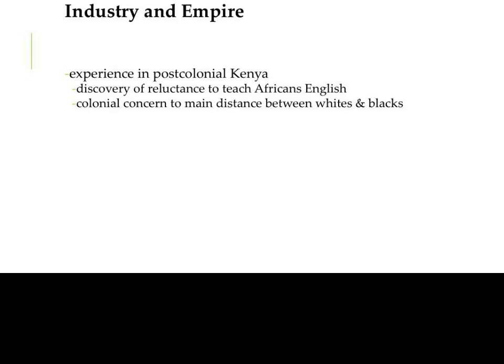Alright, let's start with industry and empire. At the beginning of the chapter, there's a little excerpt, and the author here describes his experience in post-colonial Kenya. And the focus is on the discovery of reluctance to teach Africans the English language and a real colonial concern to maintain distance between white and blacks. And so here we see even a very large gap between the races even after colonization.